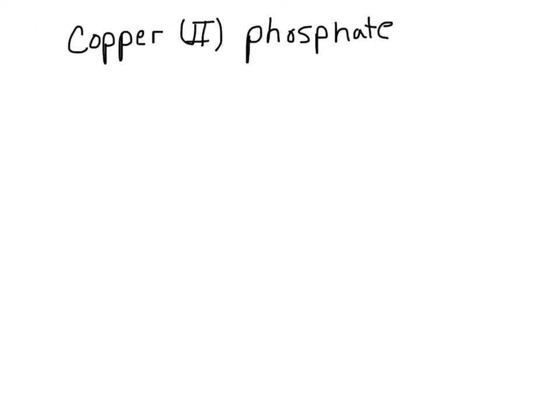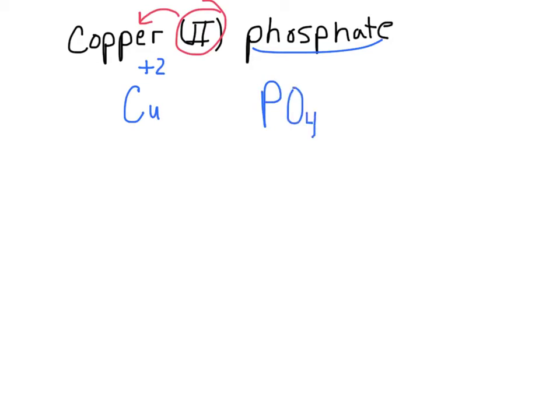Okay, so here's copper(II) phosphate. Remember, the Roman numeral tells the charge on the one before it, and it's always positive. So I have Cu and it has a +2 charge. Phosphate is one of our polyatomics, so we look on the back of our periodic table or on that bright pink sheet I gave you. It's PO4 and it has a -3 charge.